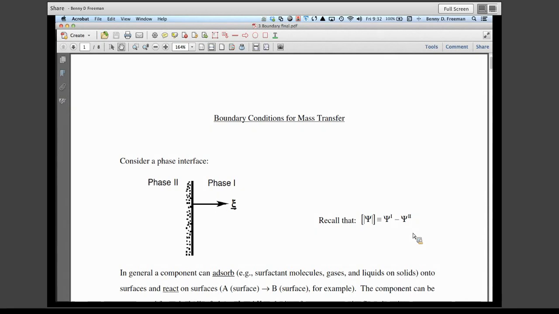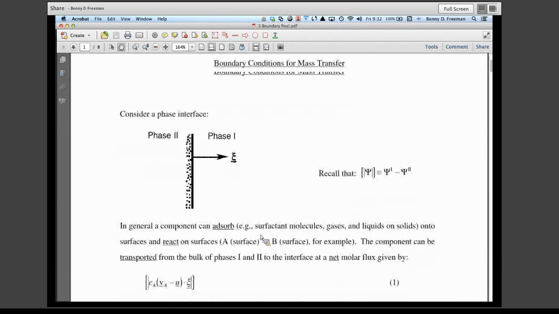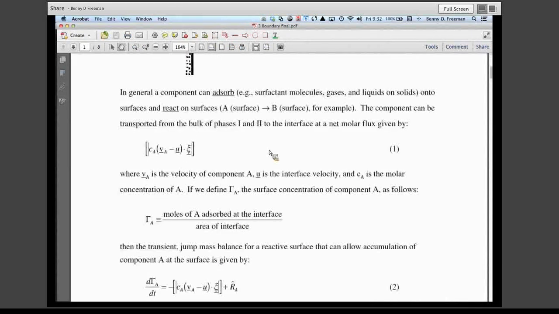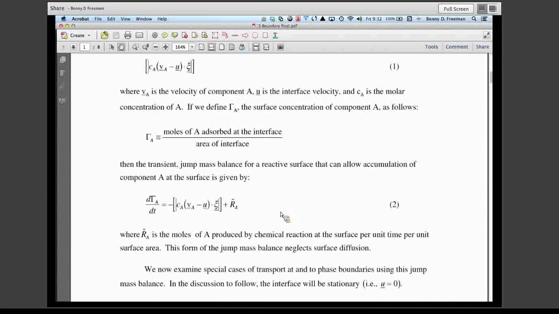In this lecture, we've allowed components to adsorb and also allowed surface reaction to occur. Last time we talked about the extension of the jump mass balance to a situation where we allowed both chemical reaction and accumulation of components to occur at that surface. And we defined gamma sub A as the moles of A adsorbed at the interface per unit area.